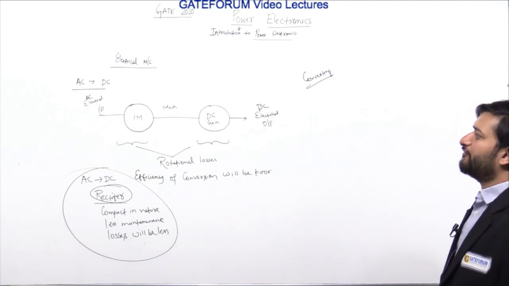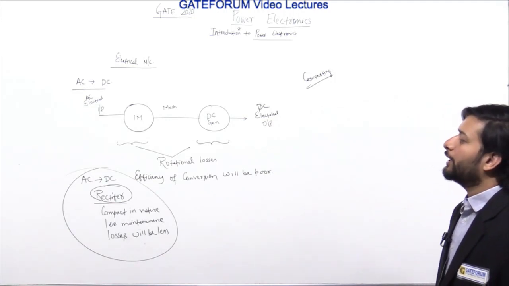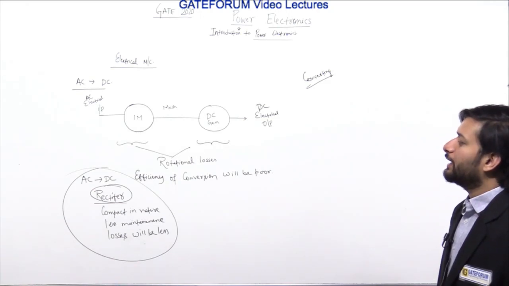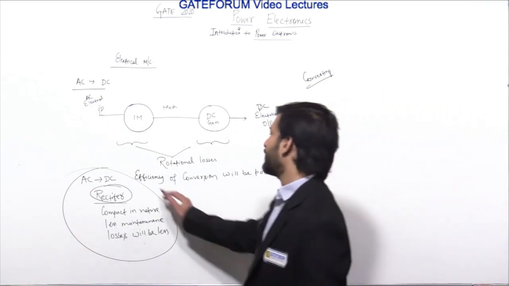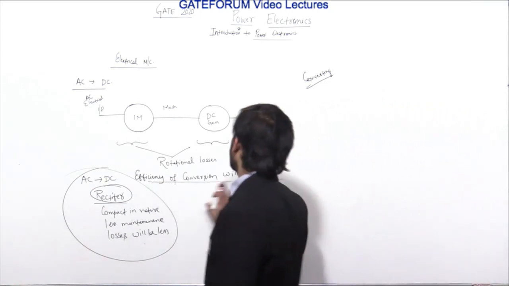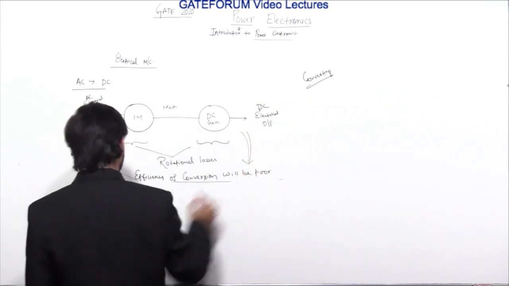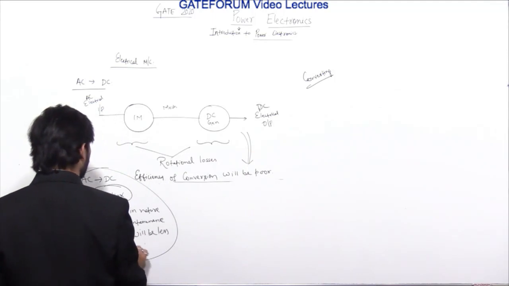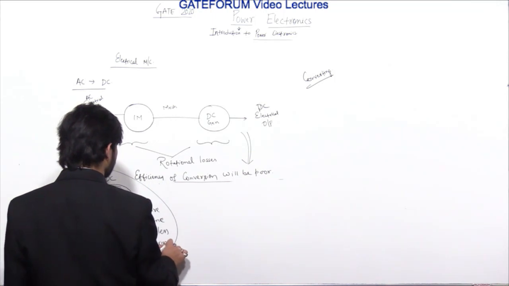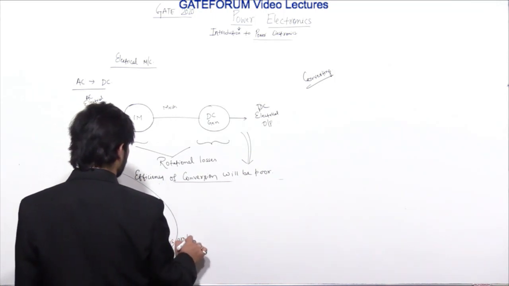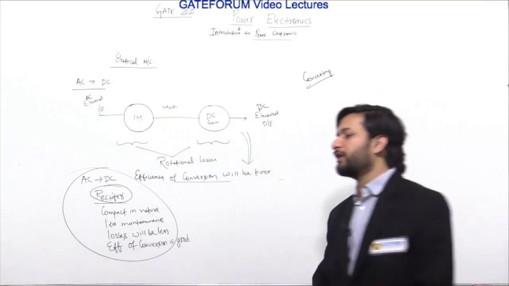So if you use an AC to DC rectifier instead of converting by means of electrical machines, you will have less size, less maintenance, and the losses will also be less, such that the efficiency of conversion will be more. Here the efficiency of conversion was poor, and here the efficiency of conversion is good. So that is why we don't use machines, rather we use power electronic converters.